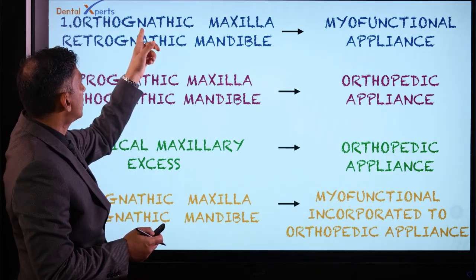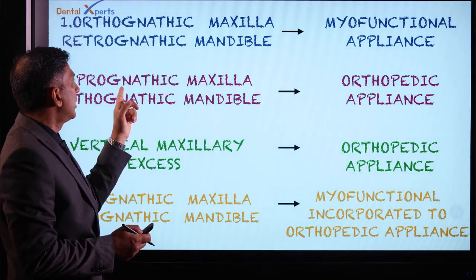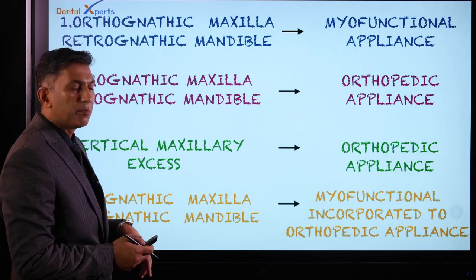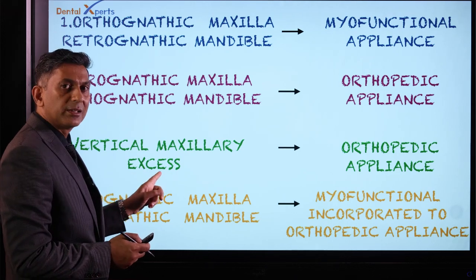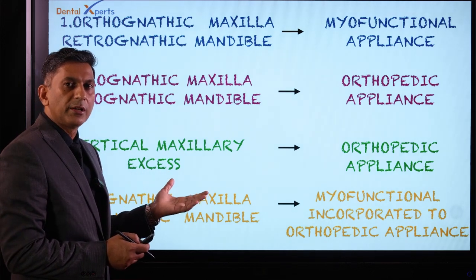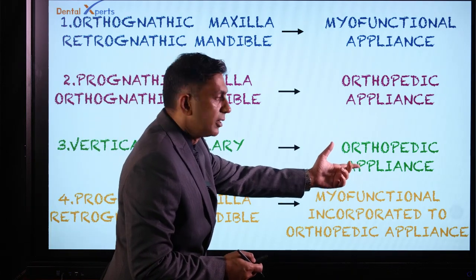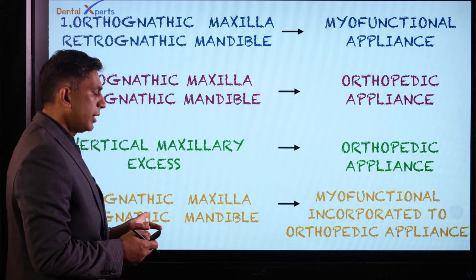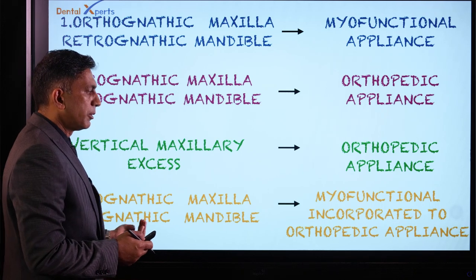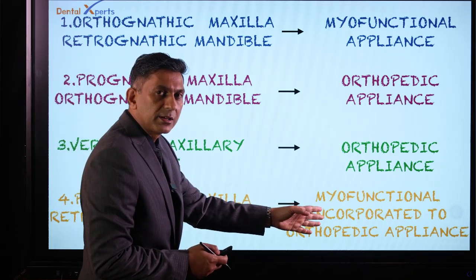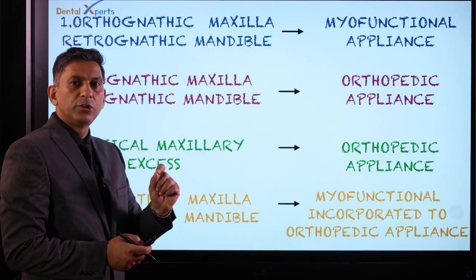So coming to the points we have discussed, we have 4 skeletal class 2 components. When we have orthognathic maxilla with retrognathic mandible, we treat it with myofunctional appliance. When we have a prognathic maxilla with orthognathic mandible, we treat it with orthopedic appliance. When we have a vertical maxillary excess leading to increased lower facial height and gummy smile, during the mixed dentition, we treat it with the orthopedic appliance, that is the headgear. And we may sometimes have a combination problem, that is prognathic maxilla with retrognathic mandible, which is treated with the combination appliance, that is myofunctional appliance with orthopedic appliance. We incorporate headgear into the twin block.